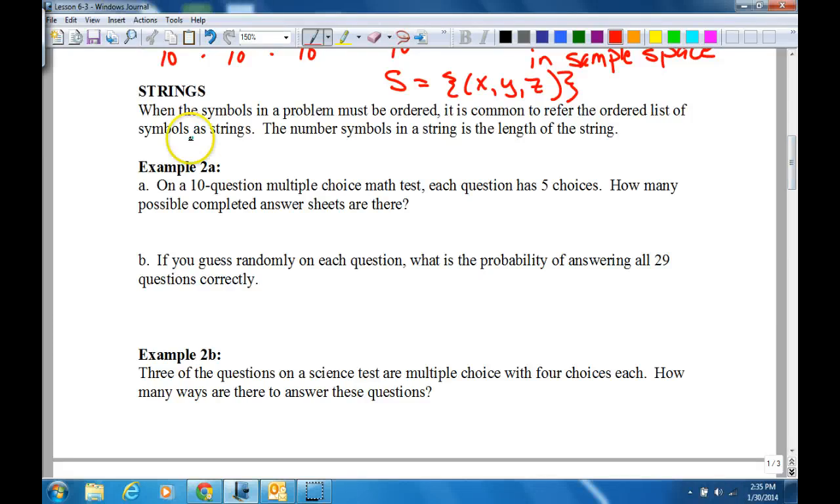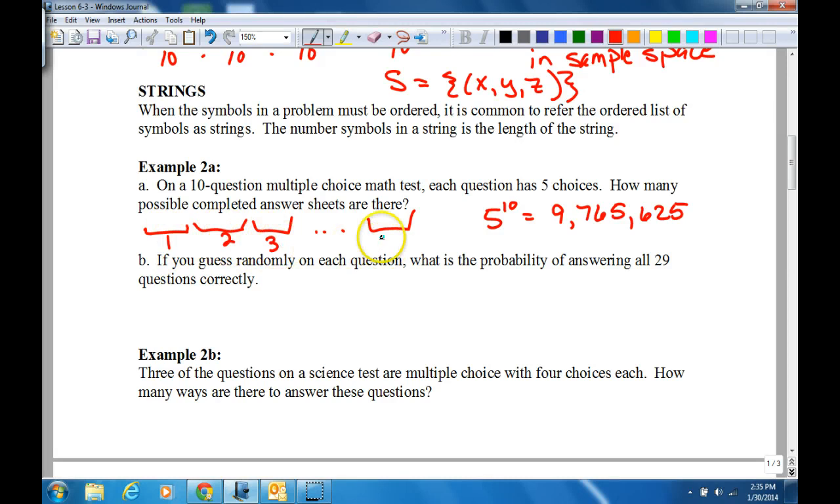So, what we have is 10 possible choices. If I have 10 slots, dot, dot, dot, yep, it's going to be 5 to the 10th. Okay, if you were going to actually multiply that out, it is 9,765,625. So this would be choice 1, choice 2, choice 3, all the way up to 10.